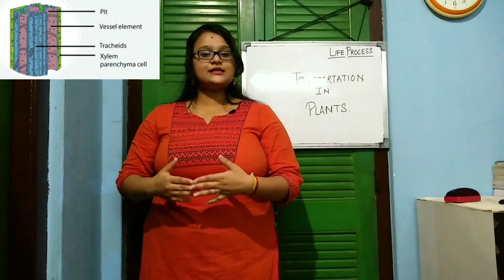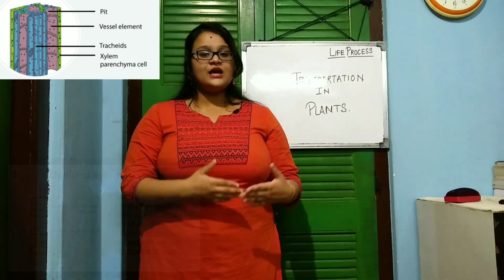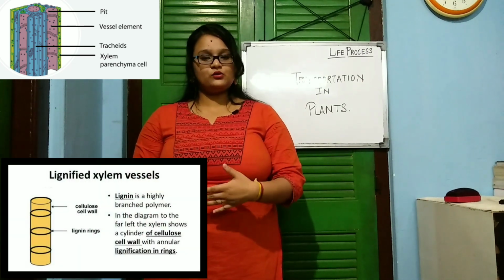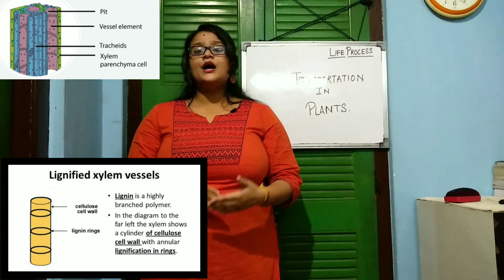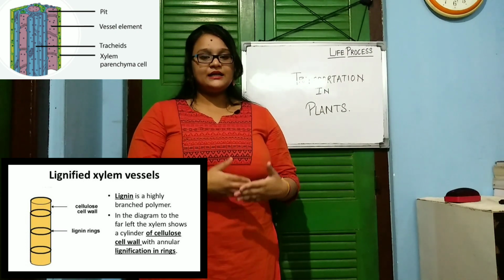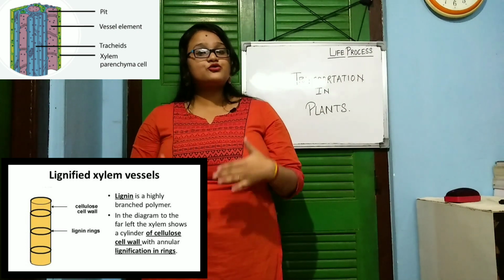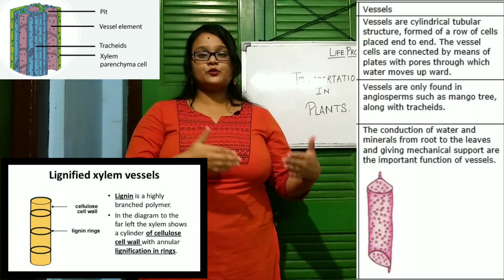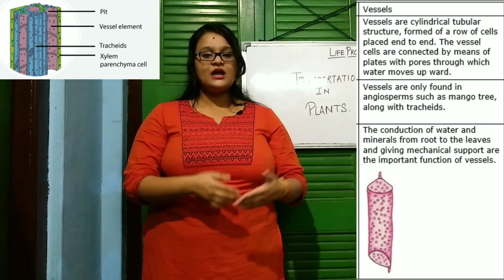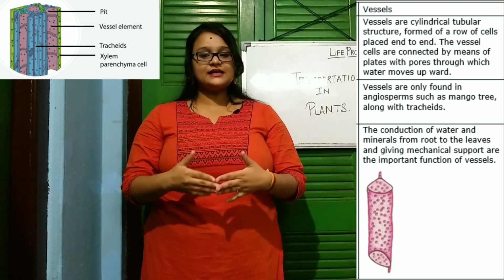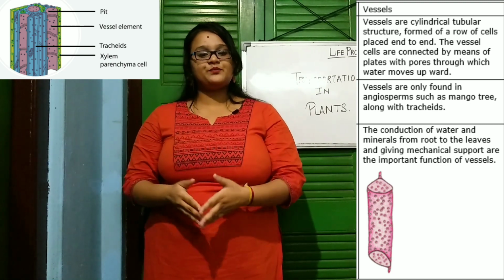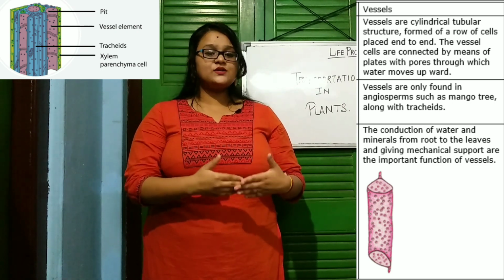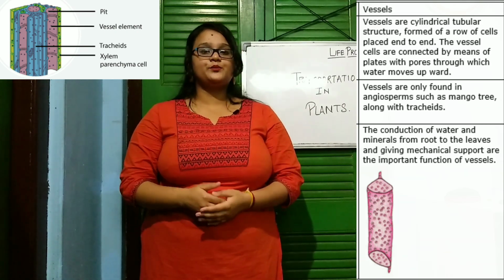Xylem vessels do not contain cytoplasm or nuclei. Their walls are made up of cellulose and lignin. Now, what is lignin? Lignin is a very hard, strong substance that provides mechanical strength to the plant. Xylem vessels are the dead cells present in the xylem tissues. Xylem vessels also help in water conduction.